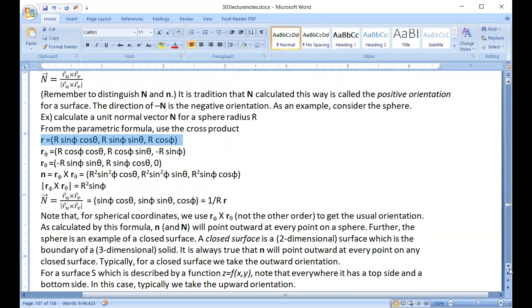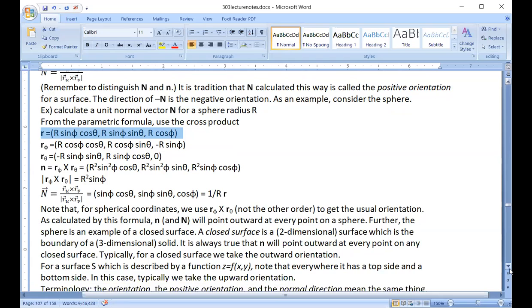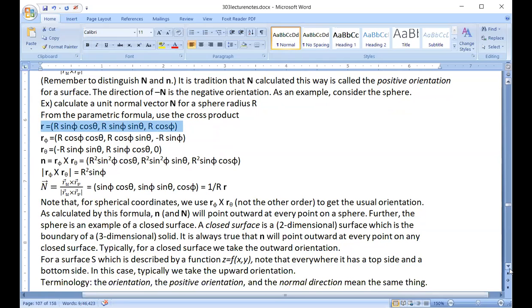Another type of surface we deal with quite a lot, a special case, is a surface described by the function z equals f of x, y. That kind of surface everywhere has a top side and a bottom side, and in that case, typically we will take the upward orientation. We also know how to find the normal vector by a shortcut for that one as well. Just a quick note about terminology: saying orientation or positive orientation or normal direction, that all means the same thing.